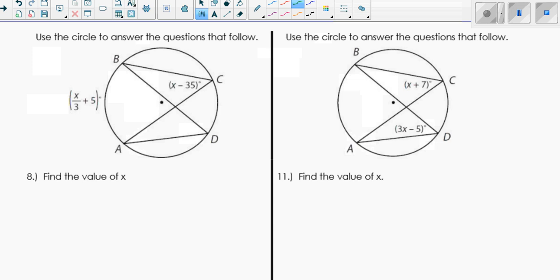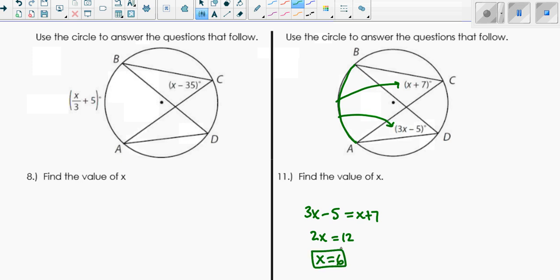All right. You should be setting these two expressions equal to each other. Since they open up to the same arc BA, they must be equal angles. So this arc is the intercepted arc for this angle and for this angle, which means they must be the same. When you solve, you should get that x is 6. Substituting back in, if x is 6, this angle is 13 degrees, which means this angle is 13 degrees, which means then your arc must be double that, so 26 degrees.